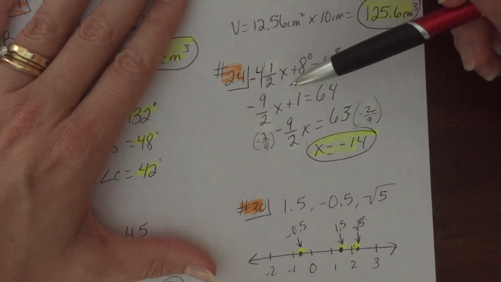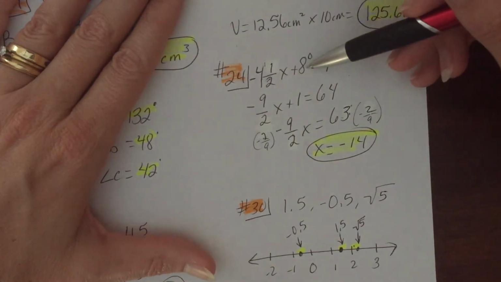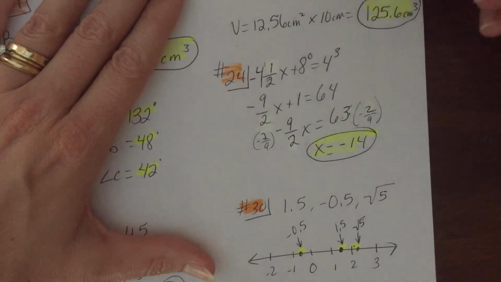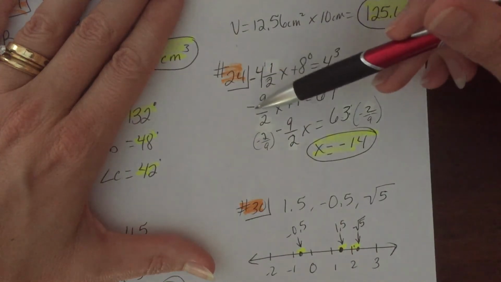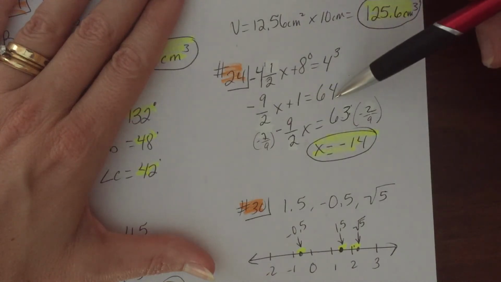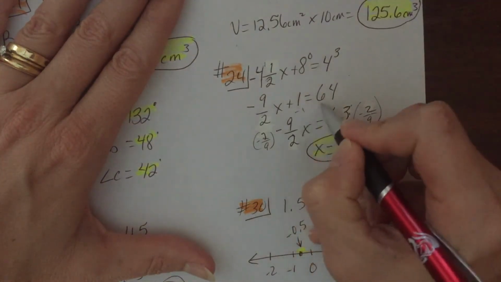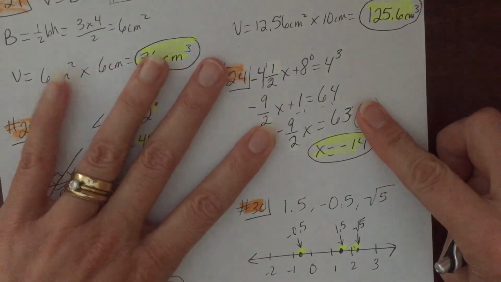Number 24: negative 4.5 x squared plus 8 to the 0 equals 4 to the 3rd. Hopefully you remembered anything to the 0 is 1. I made this a fraction instead of a mixed number. So I have negative 9/2 x plus 1 is equal to 64. I subtracted 1 on both sides. And then I get negative 9/2 x is equal to 63.